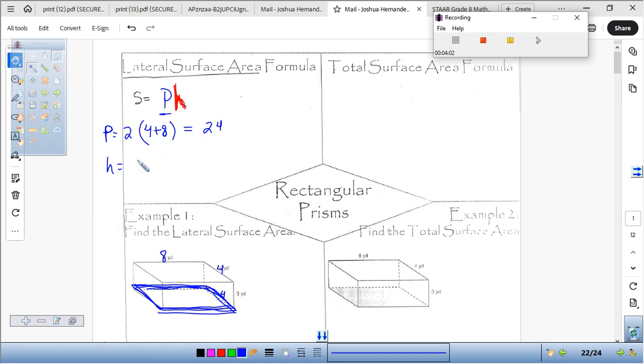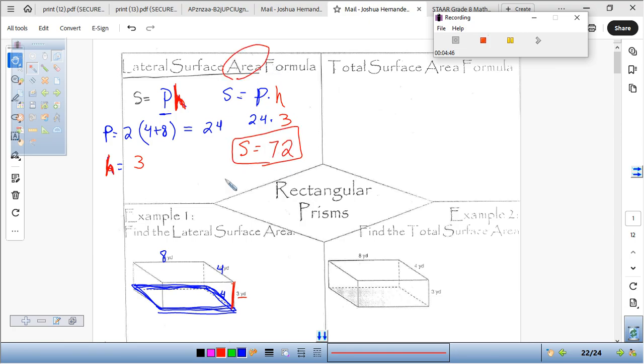Now the height, I'm going to do it in red. The height is the distance from base to base. The bases are the top one, an 8 by 4, and the bottom one, an 8 by 4, and your height is 3. Now in the formula, don't forget what it says to do. Surface area is equal to your perimeter times your height. So just put the numbers in: 24 times 3. What is 24 times 3? I believe it is 72.